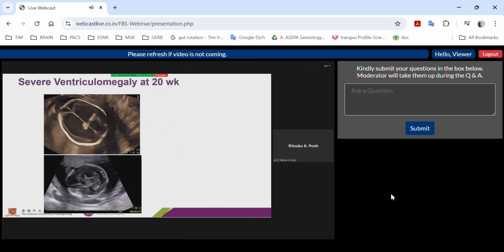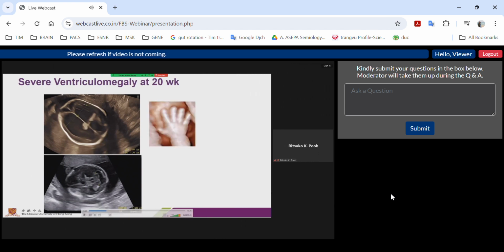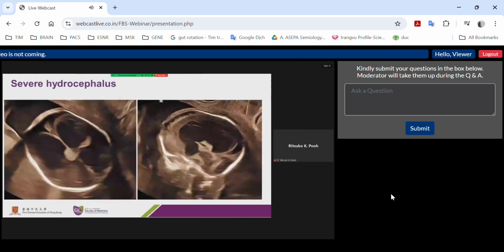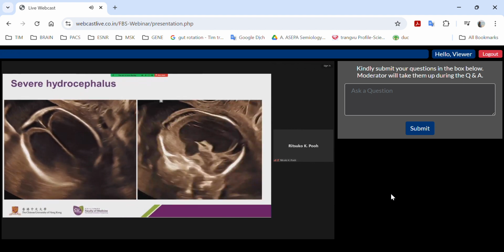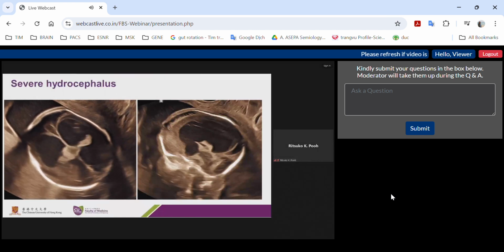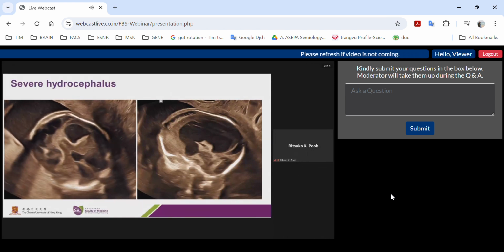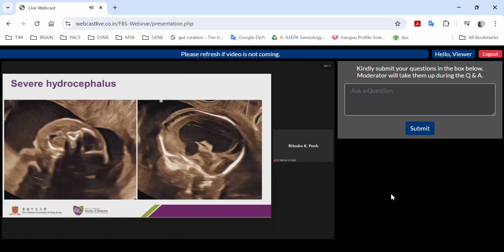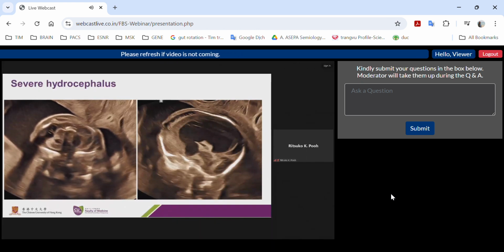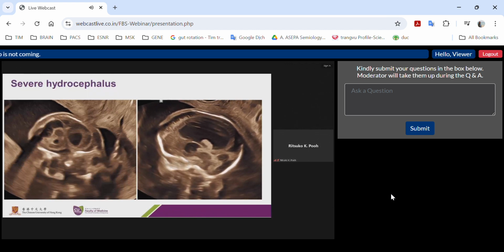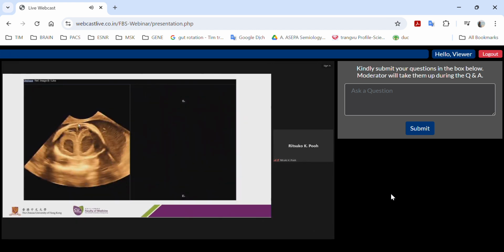Fetal morphology in other systems was all normal. In particular, there was no abnormal form, and this is a female fetus. This is the axial plane of the fetal brain. Besides the severe dilatation of the bilateral lateral ventricles, the parenchyma was thinned, and the third ventricle was dilated, but the fourth ventricle remained normal. On the sagittal plane, the midline structure could not be clearly seen.